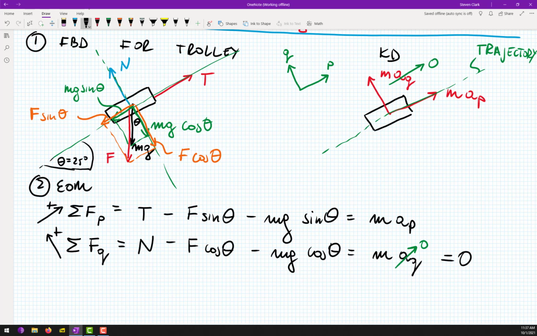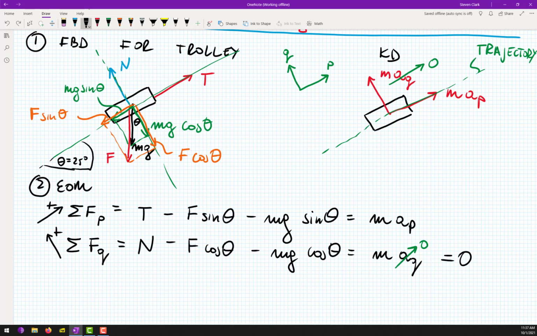Let me be on the safe side. In 99% of the problems, it does not matter which direction you put in here. Because I choose this direction, and imagine that at the end of the problem, our N ends up a negative number, for example minus 3.7 newtons. That means that it acts the opposite way.